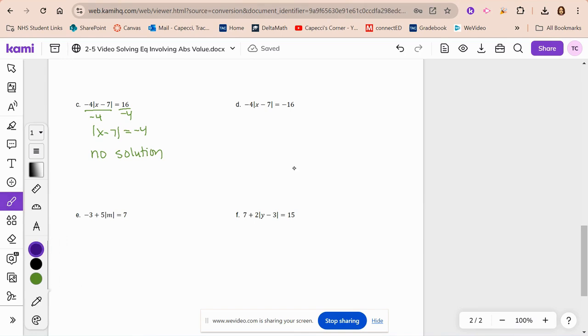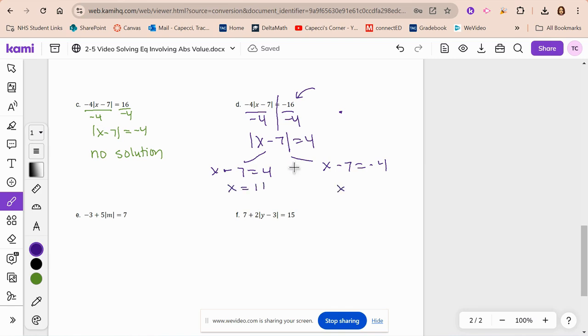Looking at our next problem, they look very similar, right? We're going to do our wall there. I'm going to divide both sides by negative 4. And I have the absolute value of x minus 7. This time is equal to positive 4, right? So just because we start with the negative doesn't mean that once the absolute value is isolated that it's going to be negative. So at this point, we can split it. We have x minus 7 is equal to positive 4. X minus 7 is equal to negative 4. So x is equal to 11, and x is equal to 3.